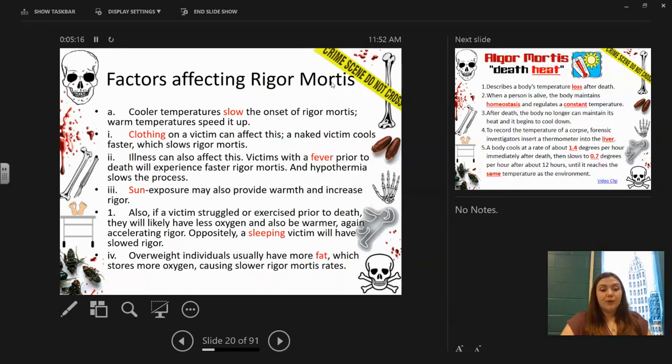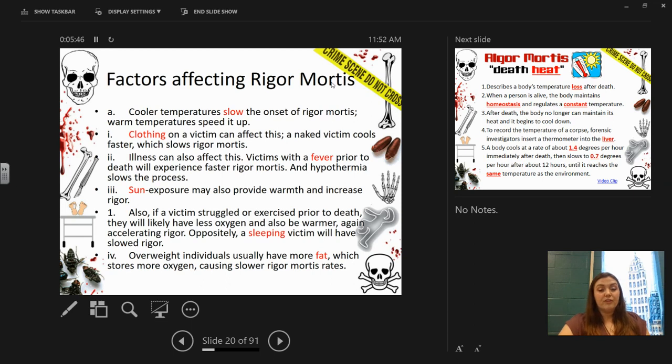Now, some factors that affect rigor mortis, and really affect everything. So these affect all the mortises. Cooler temperatures slow the onset of rigor mortis. Warm temperatures speed it up. So the hotter it is, it always speeds up decomposition. Clothing on the victim can affect this. A naked victim cools faster, which slows down rigor mortis. So the faster they can cool down, the slower this process is going to go. So usually a person who was found in the nude would have rigor mortis set in a little slower than clothed.